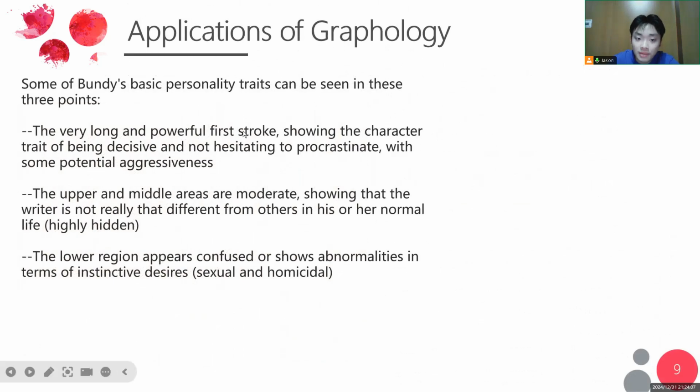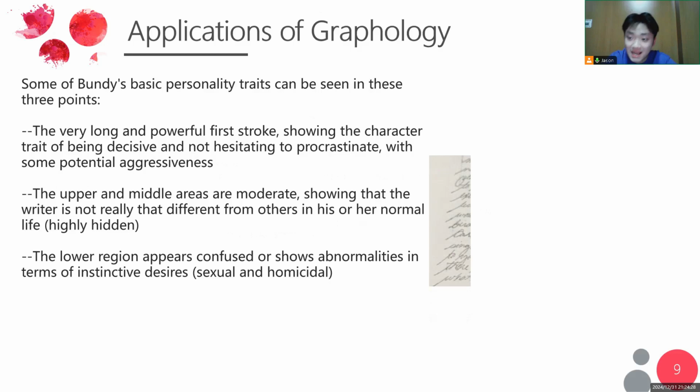Very long and powerful first stroke showing the character traits being decisive and not hesitating to procrastinate, with some potential aggressiveness. And the upper and middle areas are moderate, showing that the writer is not really that different from others, or is normal. That means his true personality is highly hidden. The lower region appears confused and shows, in terms of instinctive drives, something sexual and homicidal.